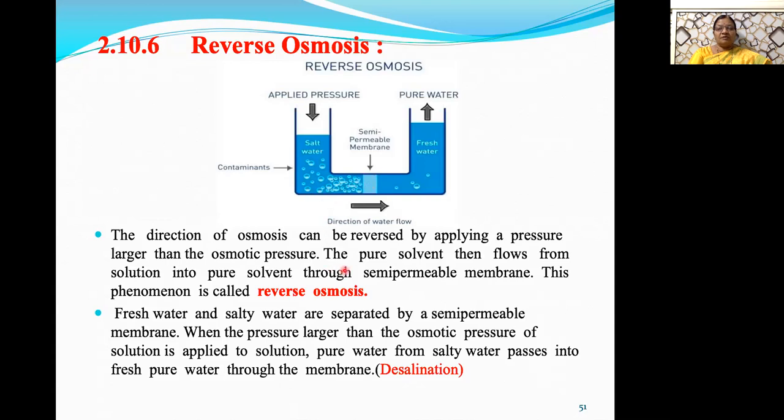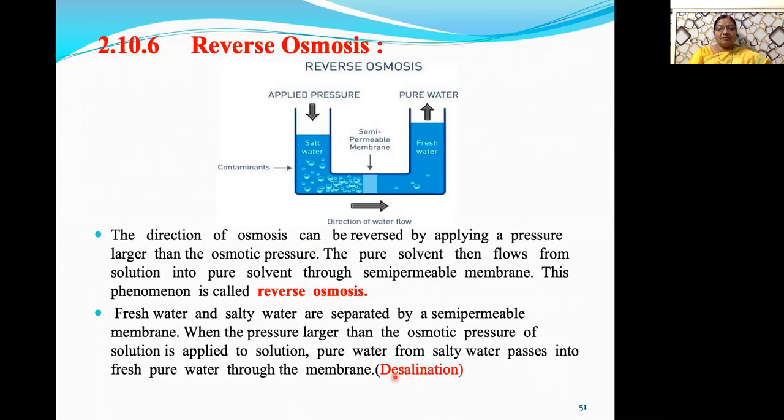Did you follow this? The pure solvent flows from the solution into the pure solvent, which you can observe in this figure, through the semi-permeable membrane. This happens when a pressure greater than the osmotic pressure is applied on the solution side. This phenomenon is known as reverse osmosis. Now you are familiar with the RO system that you are using in your house, that is the water purifier. So this reverse osmosis phenomenon can be used for desalination.